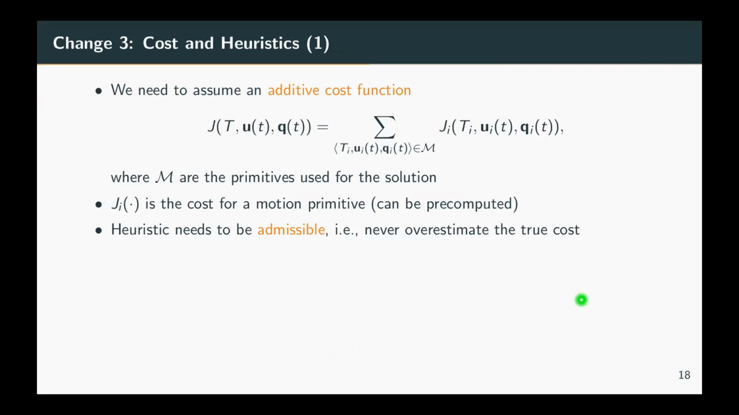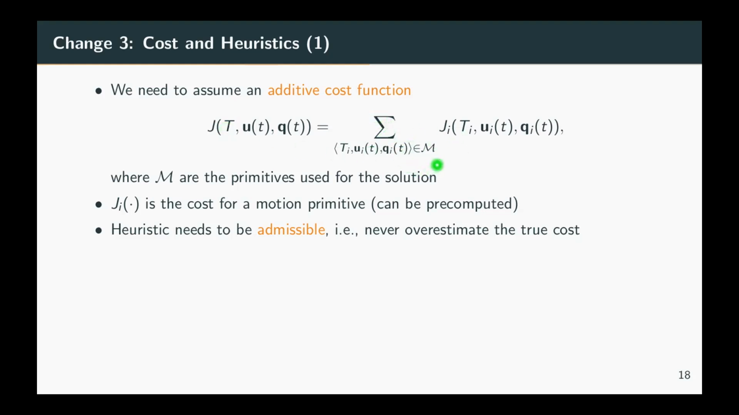Okay. Now the other change we need to make, and that we haven't really discussed yet, is the cost and the heuristic. In principle, for kinodynamic motion planning, we had this very generic J cost function, which just gets the total computed sequence of our states and actions as input. Now we do a graph search, which means we can only support a subset of these cost functions, which are additive.